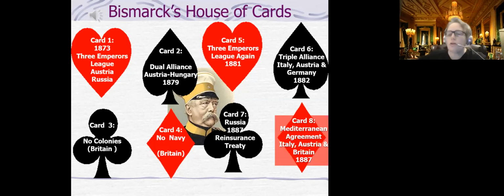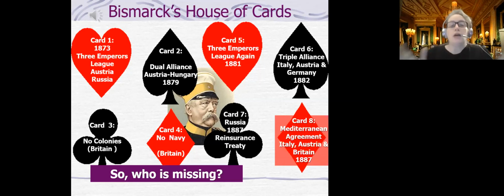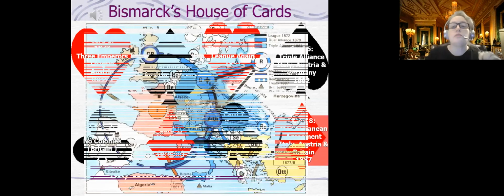Because if Italy and Austria and Britain don't have any outlying problems in the Mediterranean, then they're less likely to start a war and cause problems for him. So it's secured. It looks good. Because the one that's not anywhere on this chart is France. And so he's got something that looks like this.